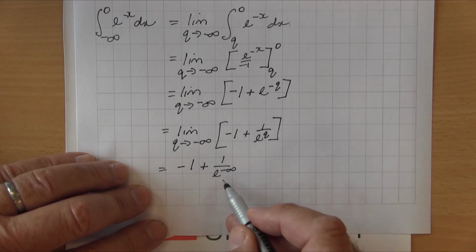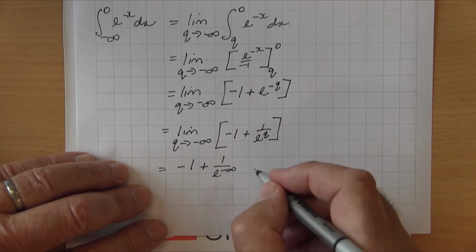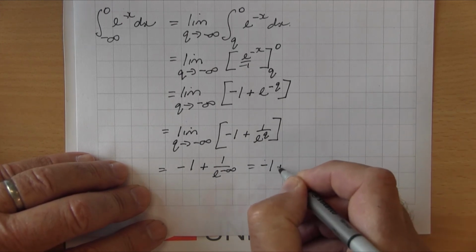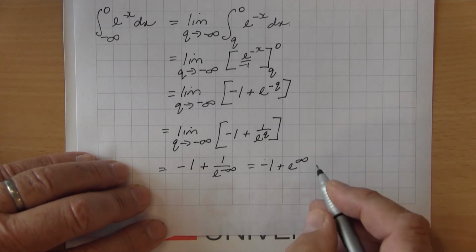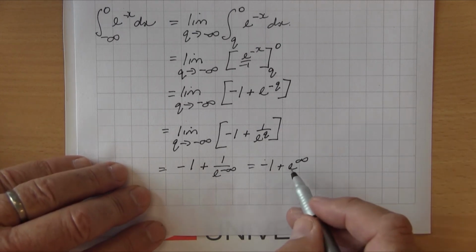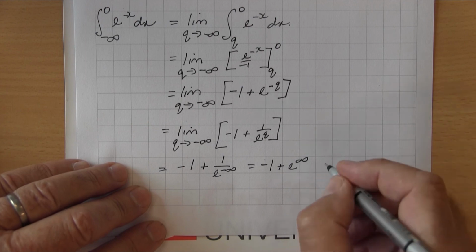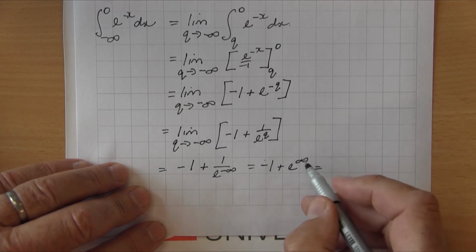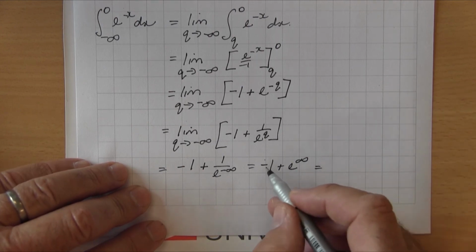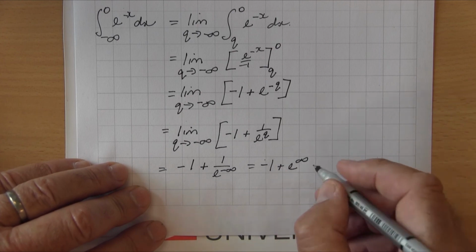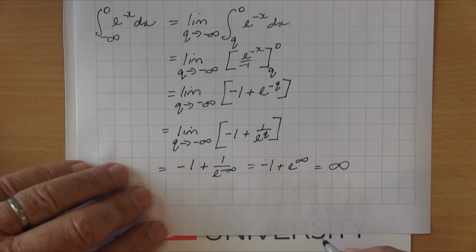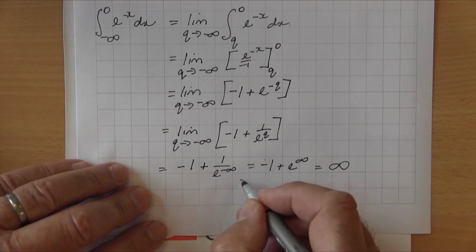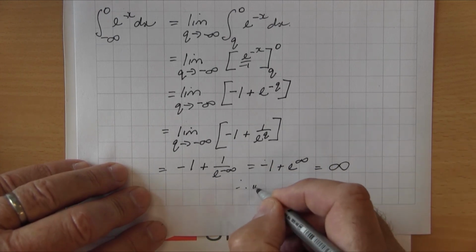Now 1 over e to the minus infinity will be actually equal to, brings it back upstairs again, so e to the infinity. E to the infinity is a large number, and so therefore that's going to be actually equal to, because that's very, very large, approaching infinity, this is not going to have any effect on it, so it's going to approach infinity. Therefore we can say that the integral diverges.